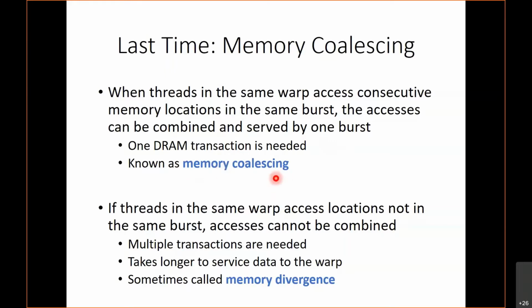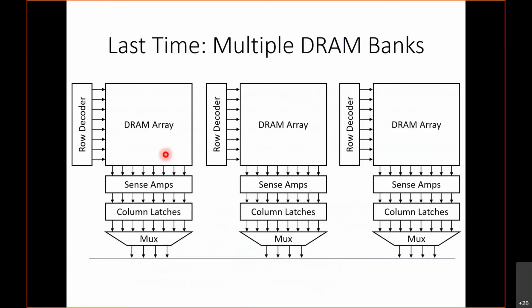On the other hand, if threads in the same warp at the same time access memory locations that are far away from each other, then these accesses cannot be combined, and each access will require its own load operation, and the warp will have to wait for all the load operations to complete. This is known as memory divergence.